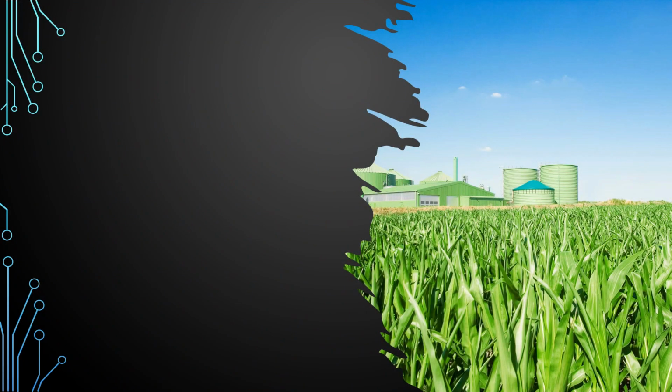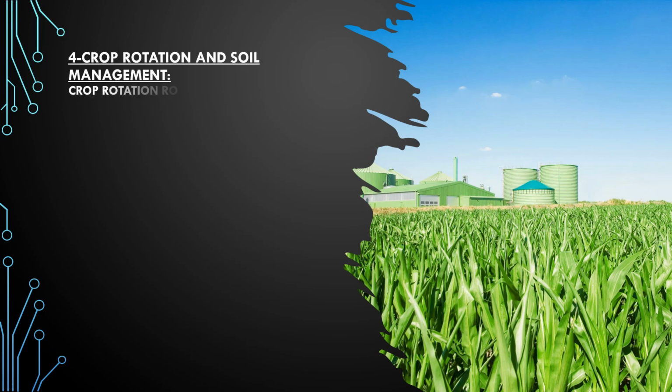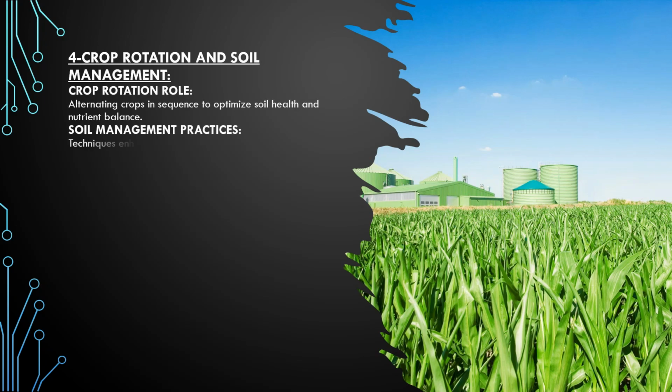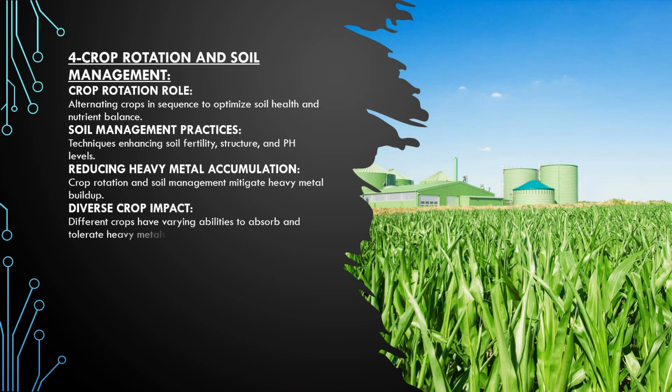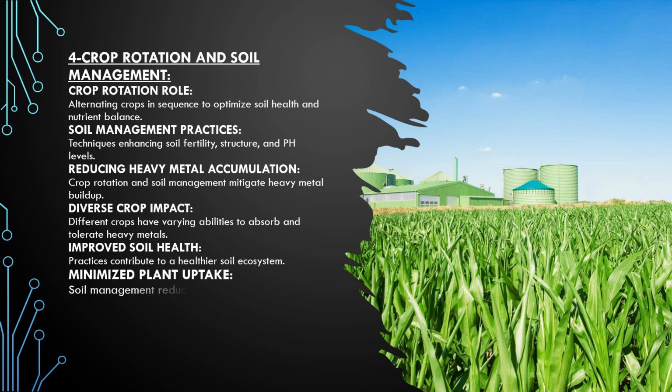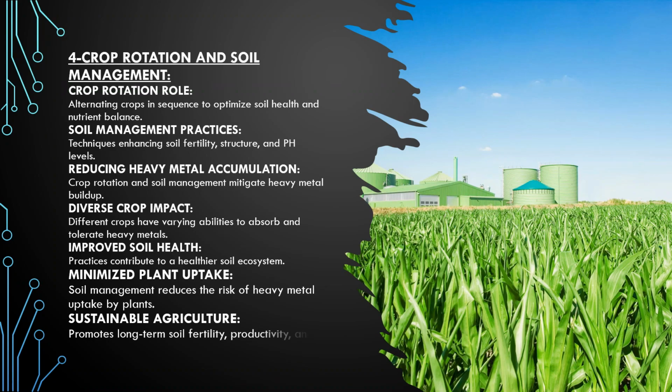4. Crop rotation and soil management. Crop rotation role. Alternating crops in sequence to optimize soil health and nutrient balance. Soil management practices. Techniques enhancing soil fertility, structure, and pH levels. Reducing heavy metal accumulation. Crop rotation and soil management mitigate heavy metal buildup.